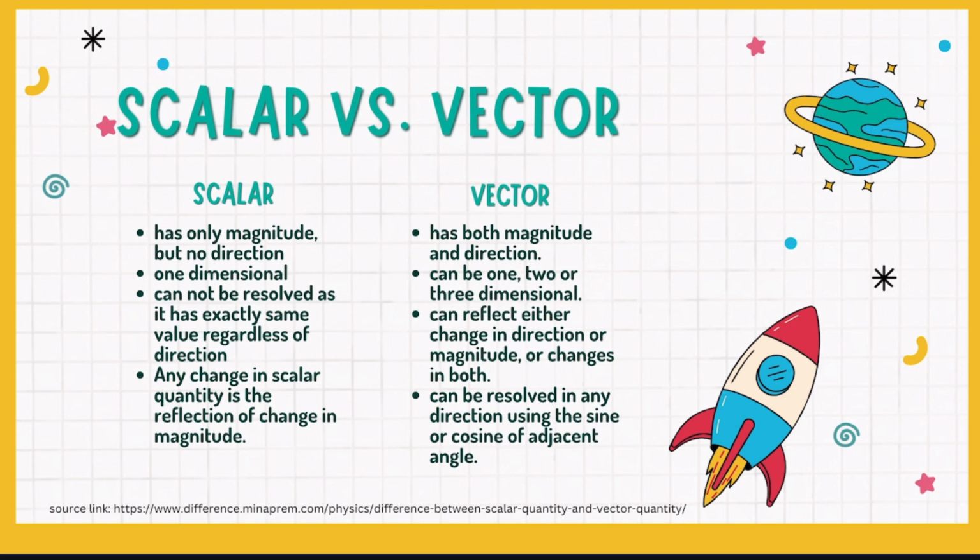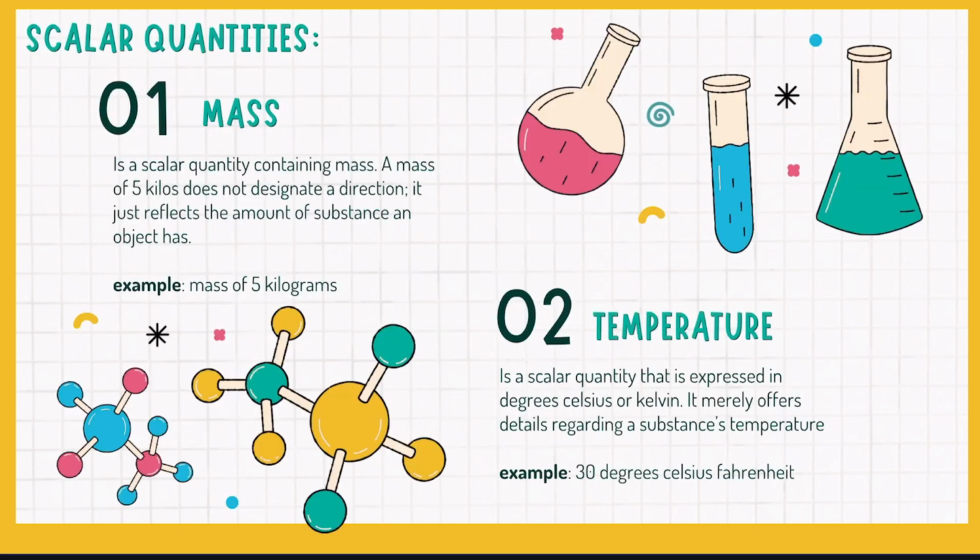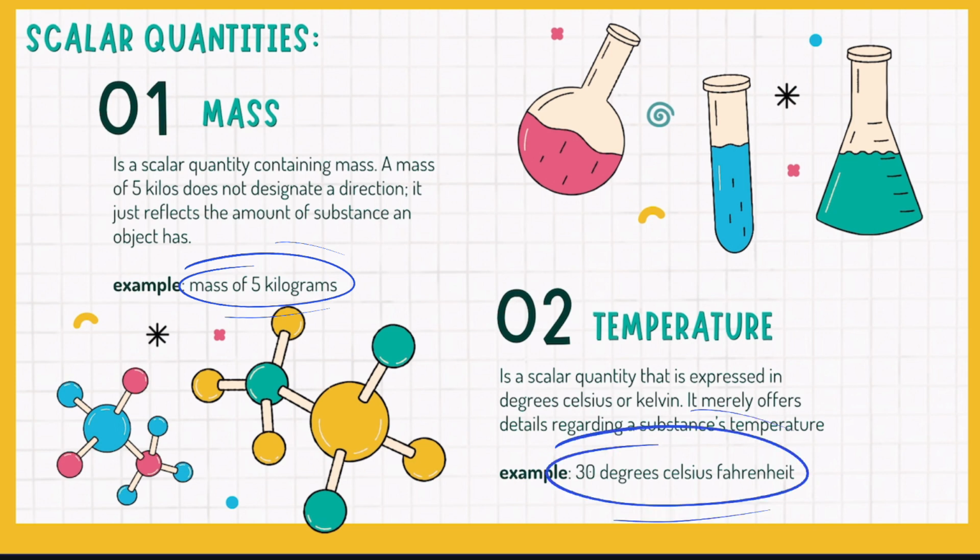So let's start with scalar. Scalar has mass. Mass is a scalar quantity. A mass of 5 kilos does not designate a direction. It just reflects the amount of substance an object has. For example, a mass of 5 kilograms. Temperature is a scalar quantity that is expressed in degrees Celsius or Kelvin. For example, 30 degrees Celsius.